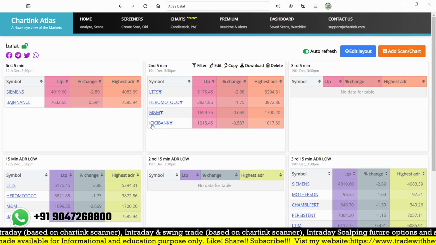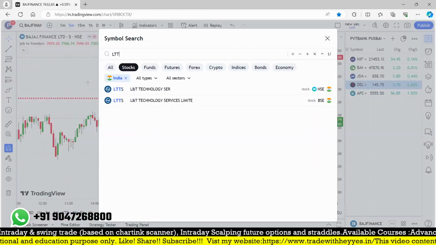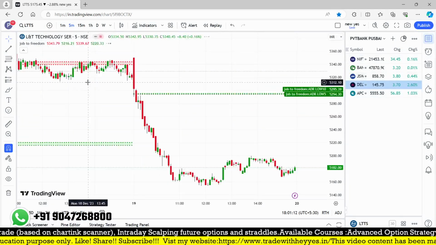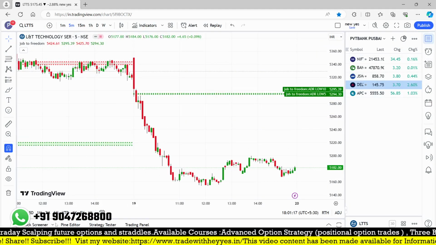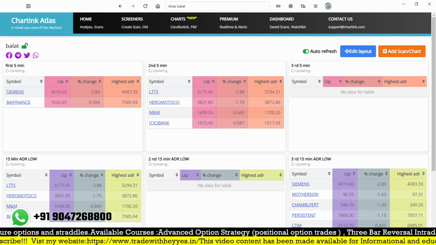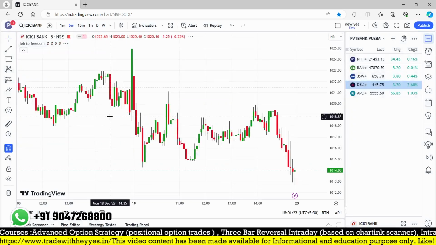Okay, and something like LTTS, Hero Motorcorp, whatever stock came here, it will never repeat. And LTTS, that's such a good move on the second 5 minutes candle. And Hero Motorcorp, M&M, ICICI Bank. Yesterday I was looking at ICICI Bank, but today it works well.